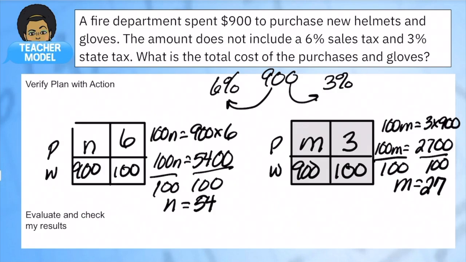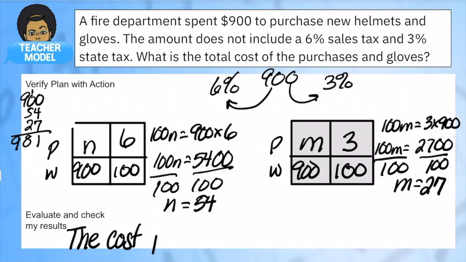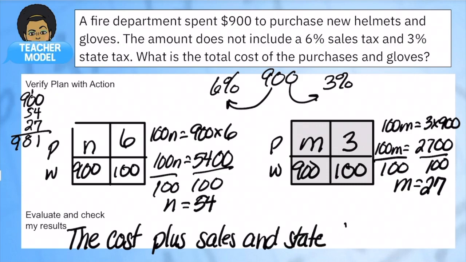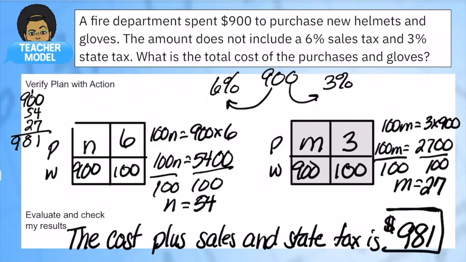And now we're going to add all those together. 900 plus 54 plus 27. 1 plus 5 plus 2 is 8. So 981. Plus sales and state tax is $981. And this was one Math Marbles.